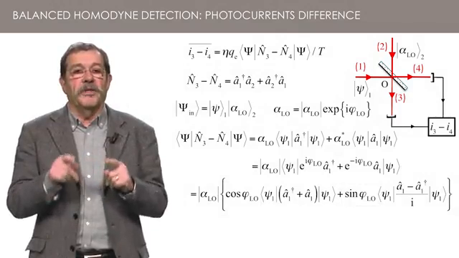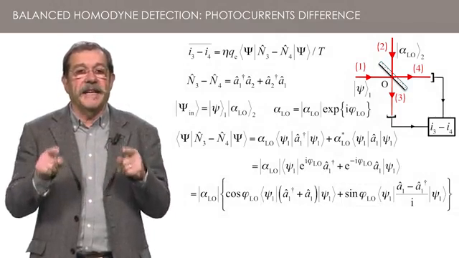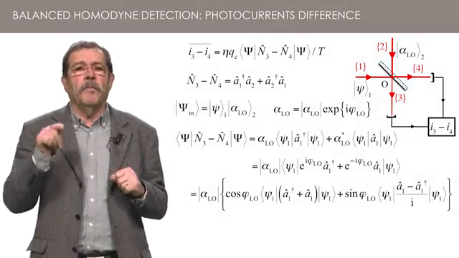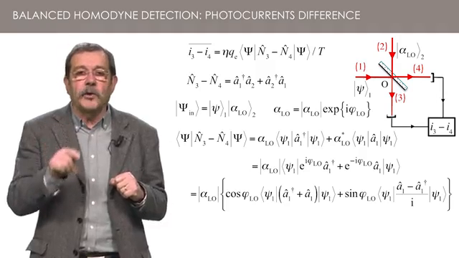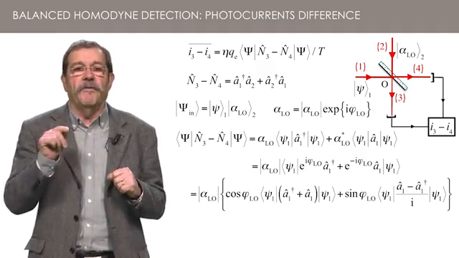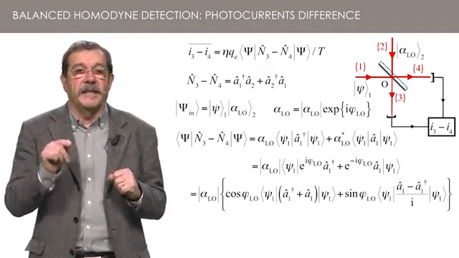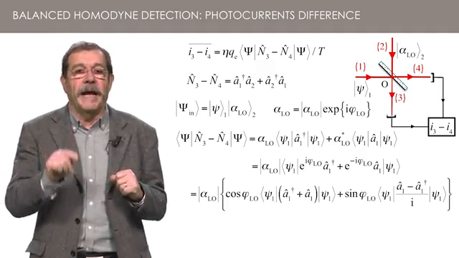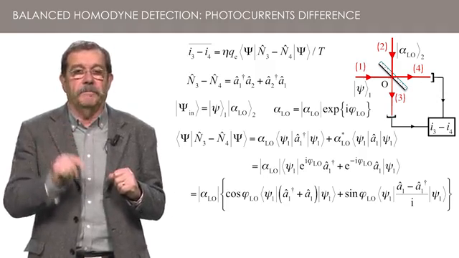We will focus on these operators in the next section, but let us first complete this section with a calculation of the fluctuations of the photocurrent difference, that is to say, the noise in the balanced homodyne detection.